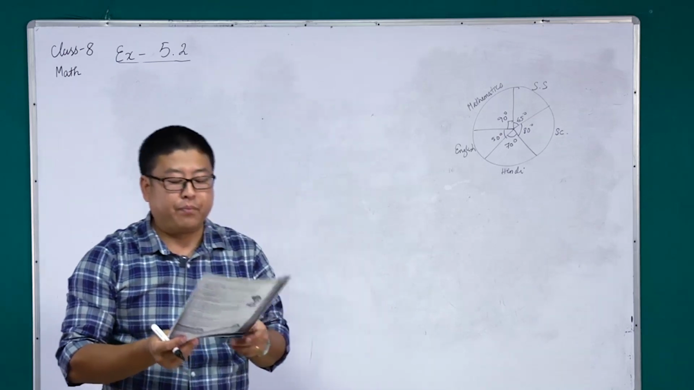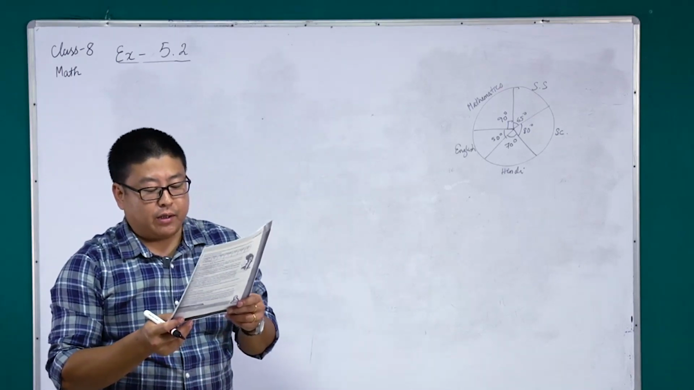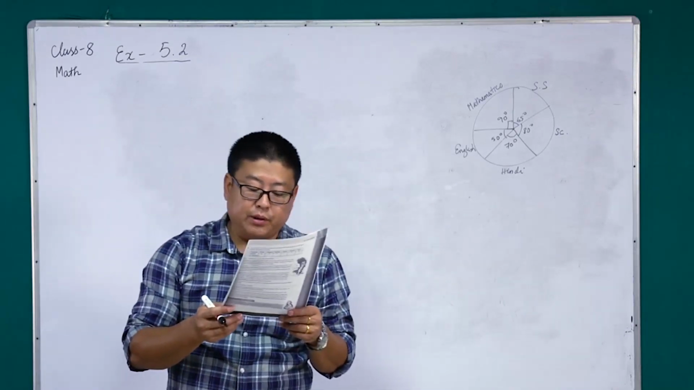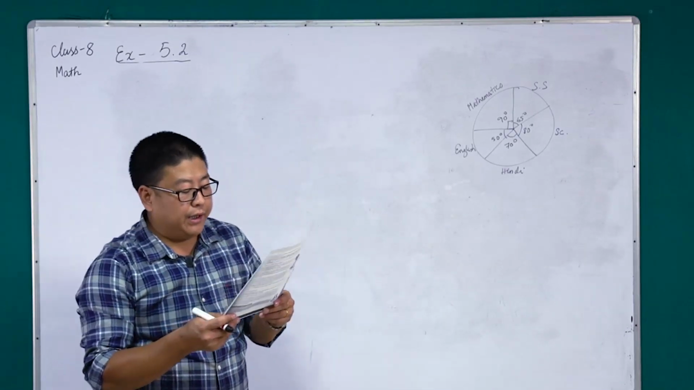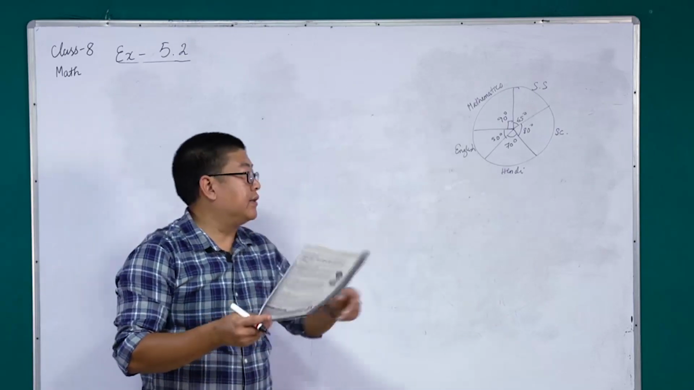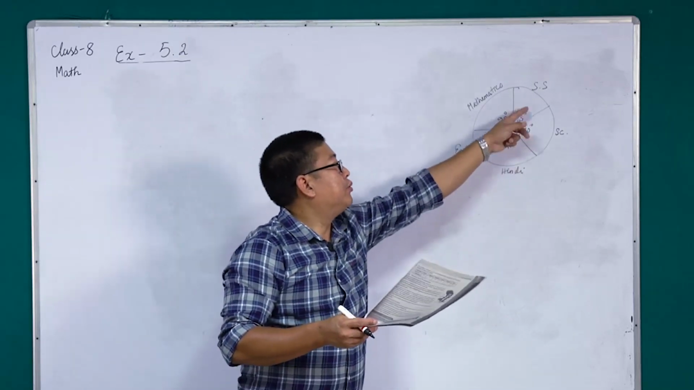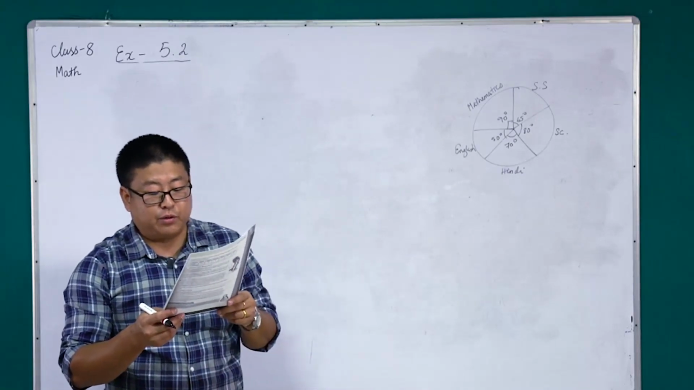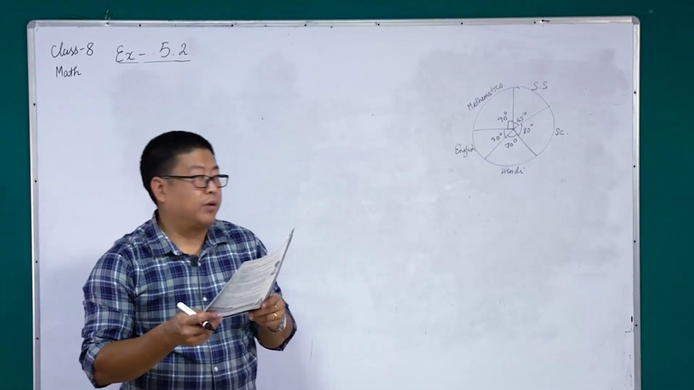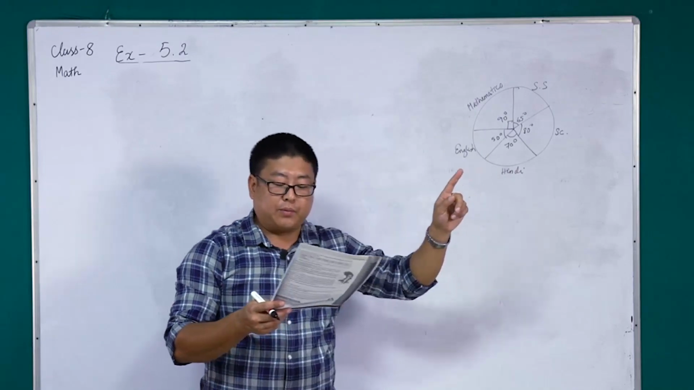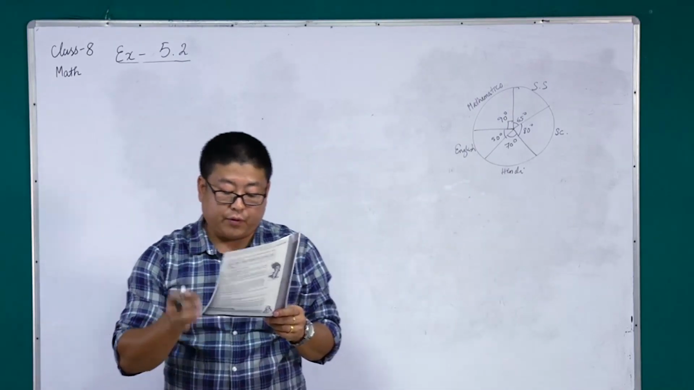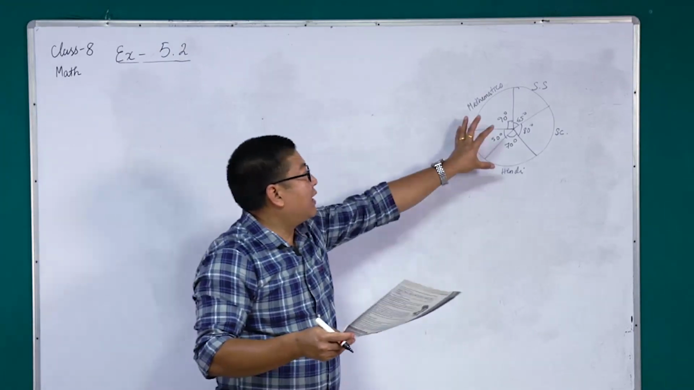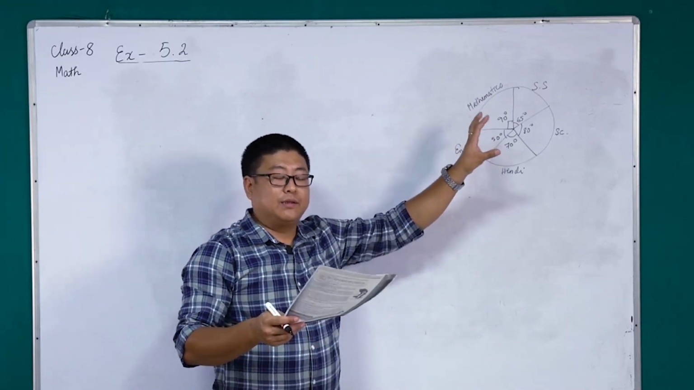Question number 4. The adjoining pie chart gives the marks scored in an examination by a student in Hindi, English, mathematics, social science, and science. 5 subjects have been given, 1, 2, 3, 4, 5. If the total marks obtained by the student were 540, answer the following questions. Now, looking at this pie chart, we have to answer a few questions.